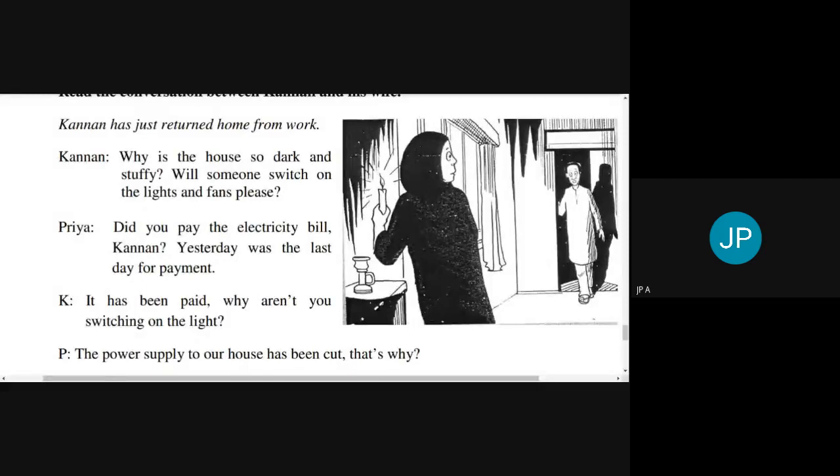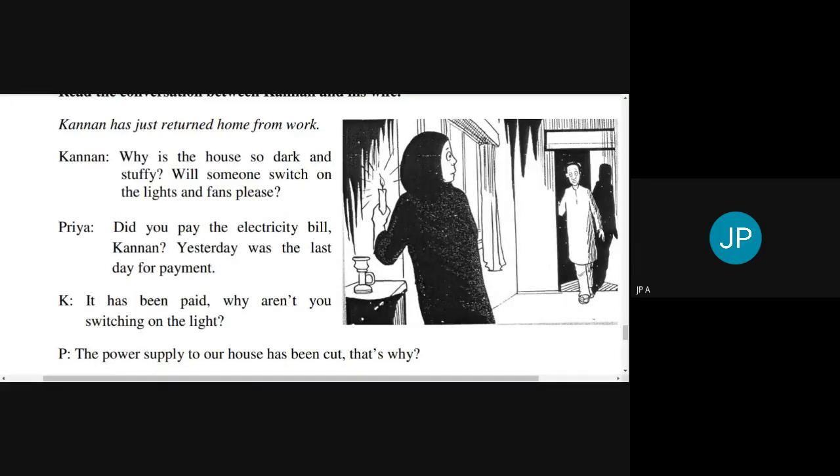So why is there no power? It is because the electricity bill has not been paid and maybe the connection to the house has been disconnected. So that is the conversation happening here between Kannan and Priya. Priya is asking Kannan whether he paid the electricity bill. The previous day was the last day for payment. And Kannan says it has been paid.